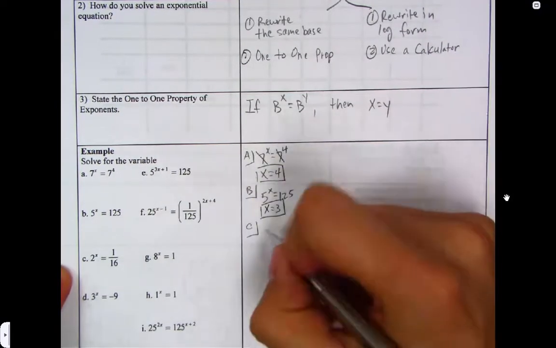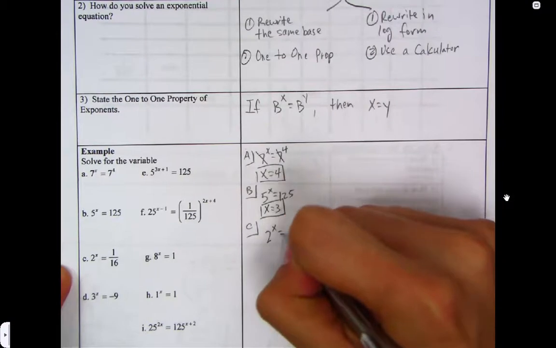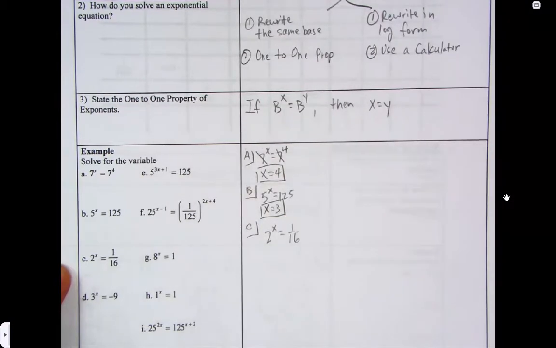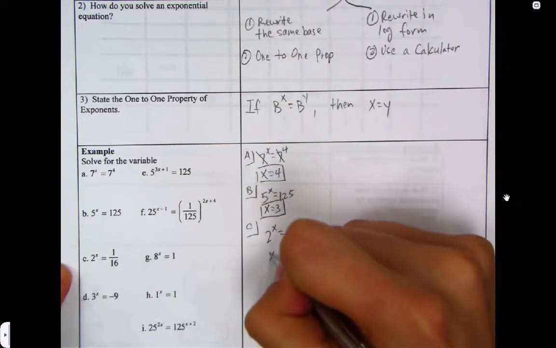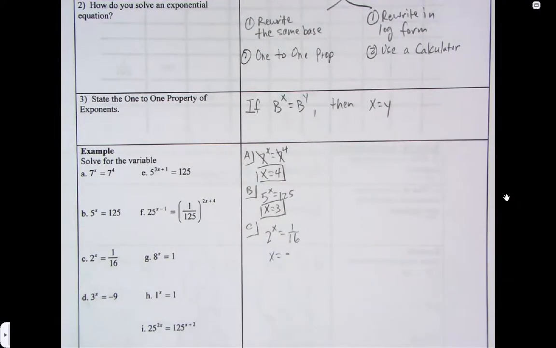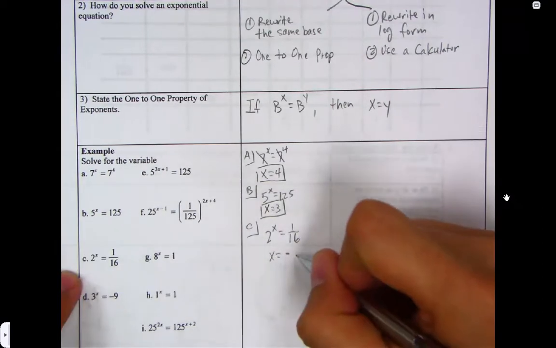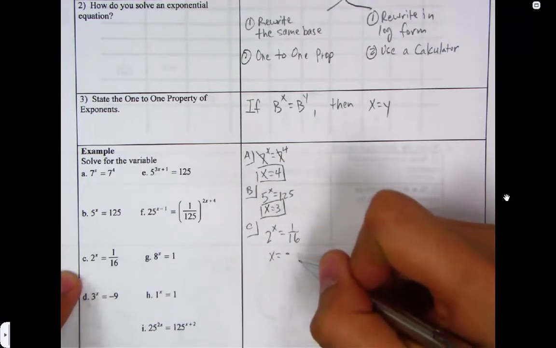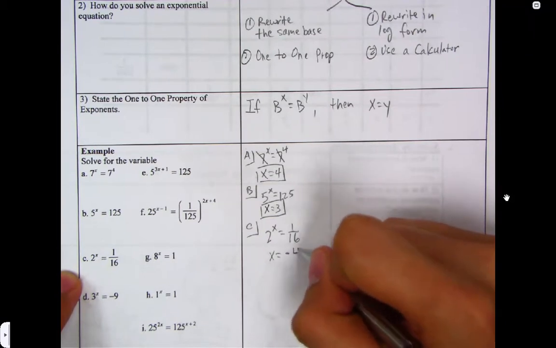C, 2 to the what power will give you 1 over 16? Well, I know x has to be negative because it's a fraction. 2 times 2, how many times will give you 16? 2 times 2 is 4, times 2 is 8, times 2 is 16, so 4 times.